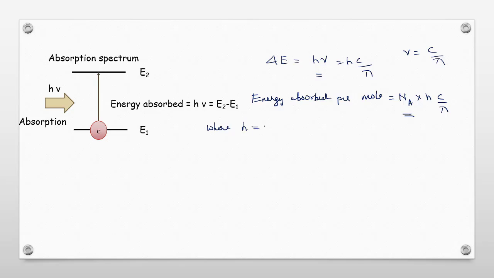Here h is equal to 6.6242 into 10 raised to minus 34 joules second, c is equal to 3 into 10 raised to 8 meters per second, and Na, the Avogadro number, is equal to 6.02 into 10 raised to 23 per mole. That is, 1 mole contains 6.02 into 10 raised to 23 particles or photons.